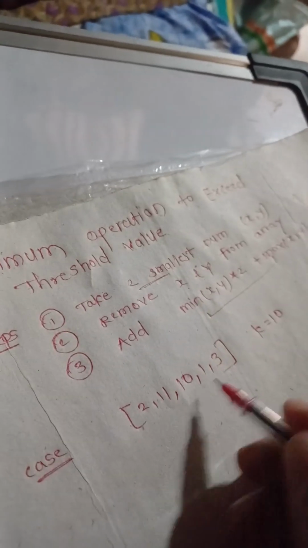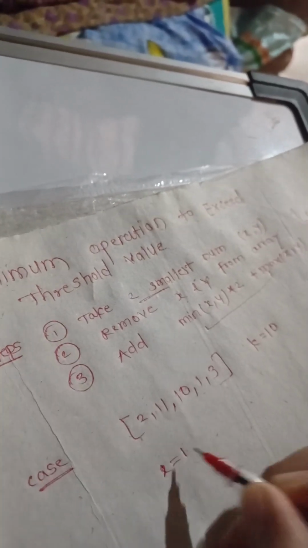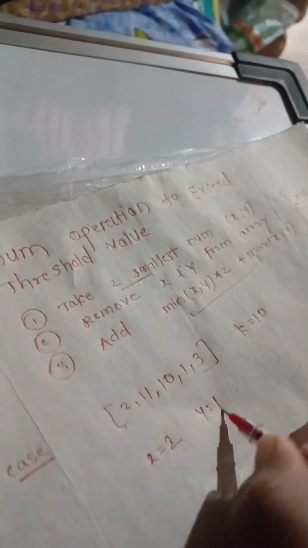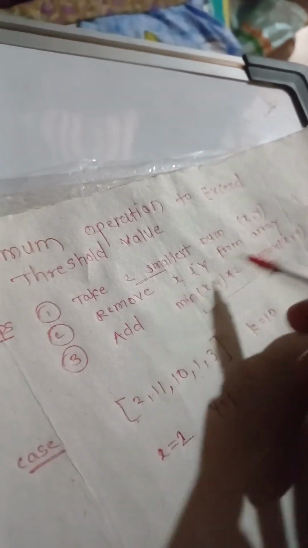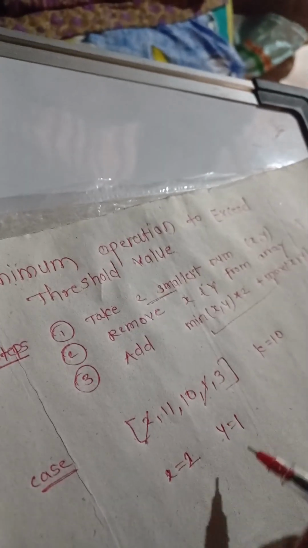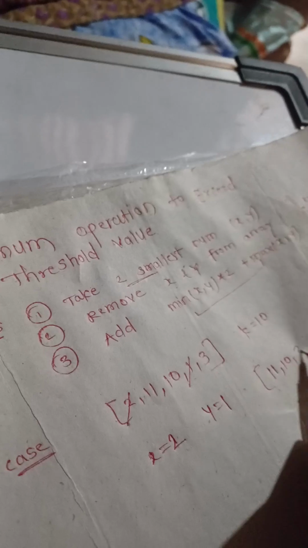So what is the first step? Take the two smallest elements from nums. The smallest elements are 1 and 2. So let's say x is 2 and y is 1. We have to remove them, so I will remove them from this. My array now in this step will become 11, 10 and 3, right?